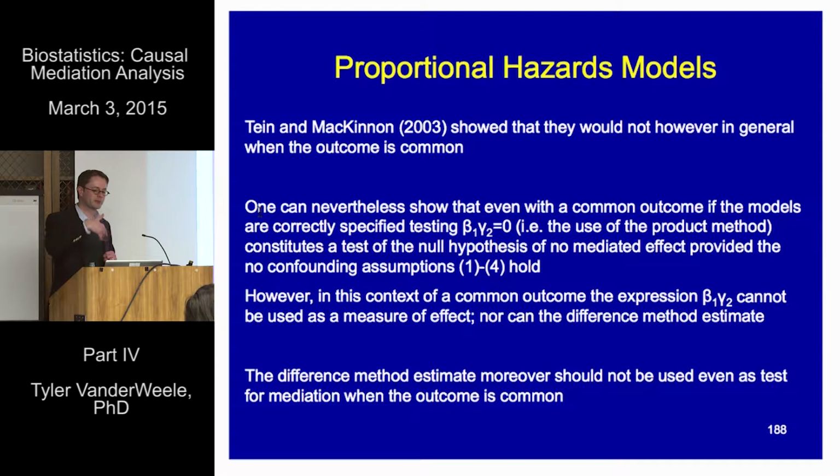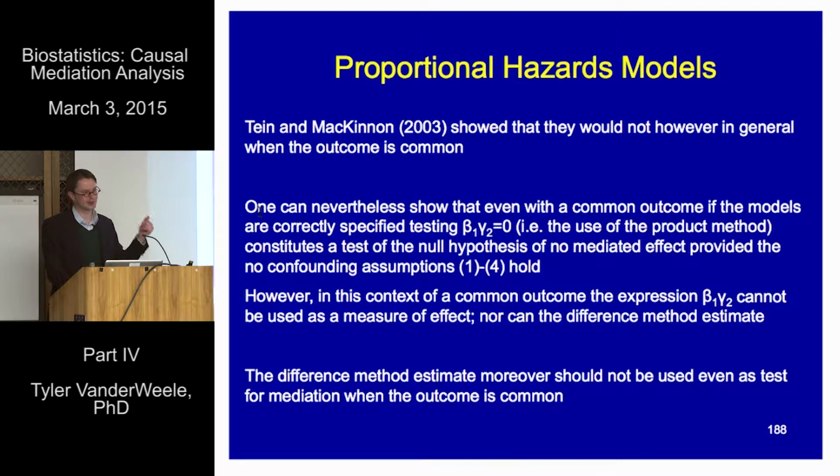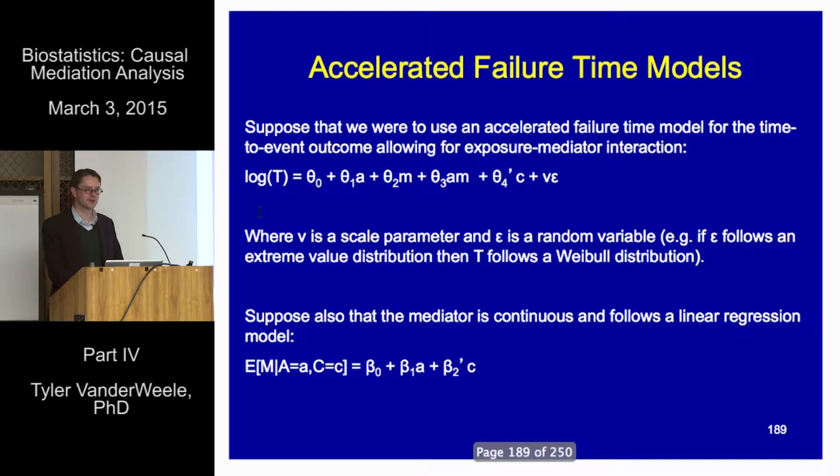So the product method will be a valid test even with a common outcome, but the difference method will not be. I think it's conservative, but I haven't been able to show that yet. So again, pretty much analogous results to logistic regression. Same interpretation, same formulas, same limitations. Any questions on that?